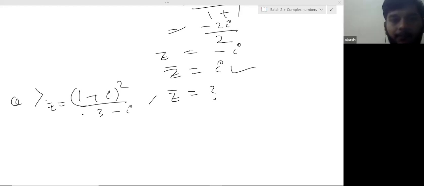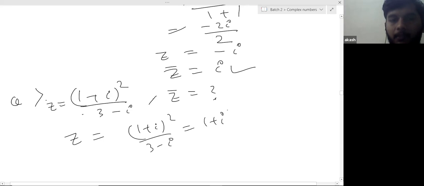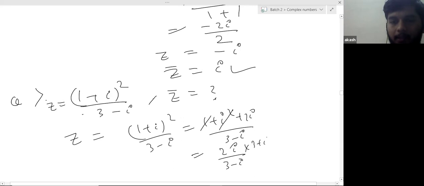Okay, let's see. Here, z equals 1 plus i whole square upon 3 minus i. So this is 1 plus i square plus 2i upon 3 minus i. I square plus 1 is 0. So 2i upon 3 minus i. You have to multiply by 3 plus i.